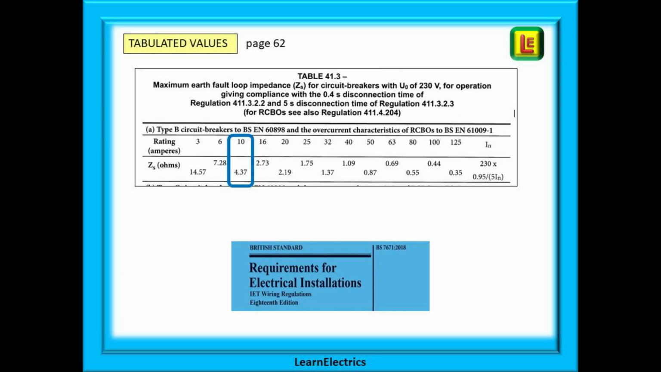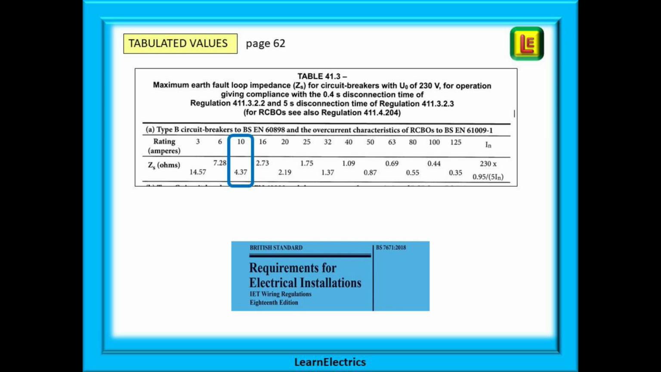Look at page 62 now. This is table 41.3, and we are showing the section on type B breakers. Highlighted in blue we have our 10 amp breaker, and below it the impedance value of 4.37 ohms, and all the other breakers have their own impedance values. This 4.37 ohms is ZS for the 10 amp breaker, and it includes the 0.95 adjustment.